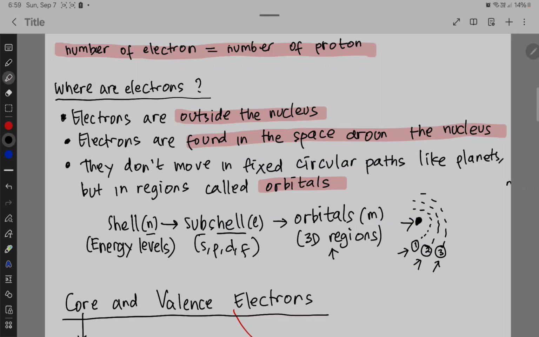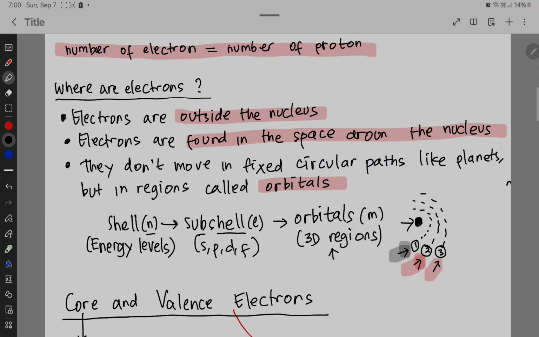First, in the atom, there is a nucleus in the center, okay? Then there is shell number 1 here, then shell number 2 and shell number 3 and so on. Each shell consists of subshells, and each subshell consists of one or several orbitals. An orbital is a 3-dimensional region where we can find an electron.